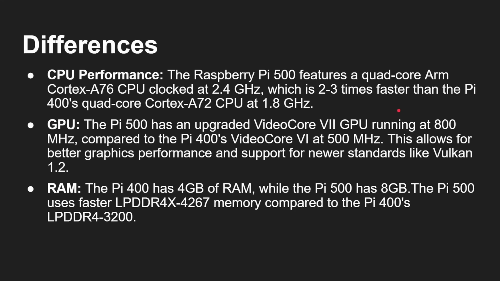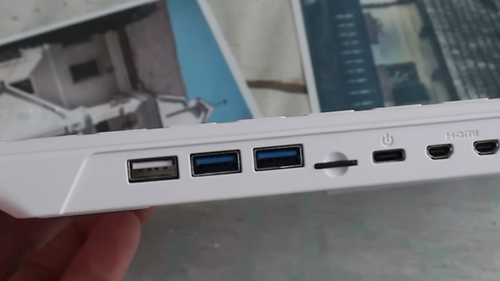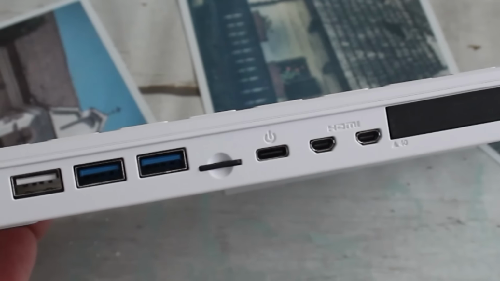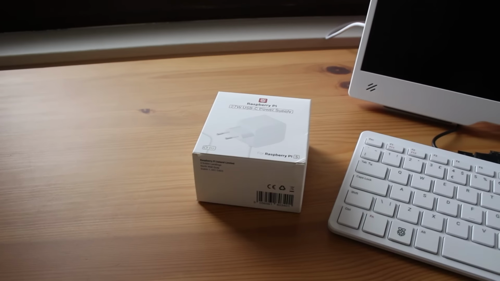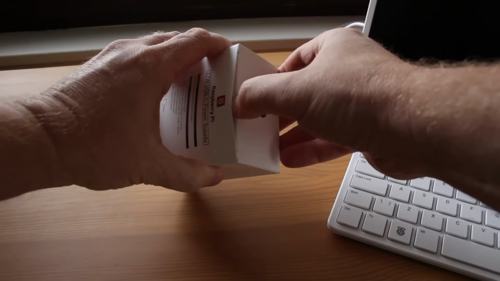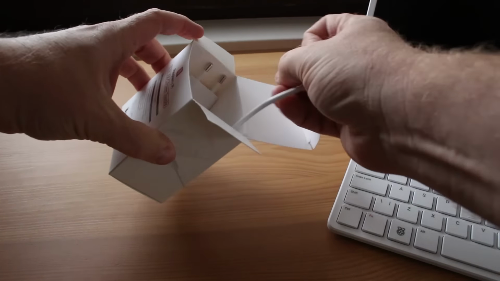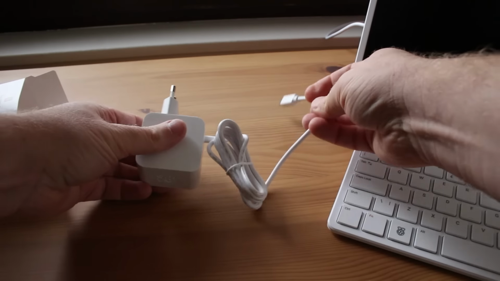So quickly, just to highlight those differences: CPU performance difference, better in the Pi 500 of course, better GPU in the Pi 500, more RAM in the Pi 500. So better CPU, better GPU, and more RAM. And then there's that ability to run two 4K displays at 60 Hz. And also you've got that improved I/O performance because of that RP1 I/O controller chip that you found in the Pi 5, which improves significantly the USB 3 speeds and also those micro SD card speeds. Having said all that, the Pi 500 does require a bigger power supply.